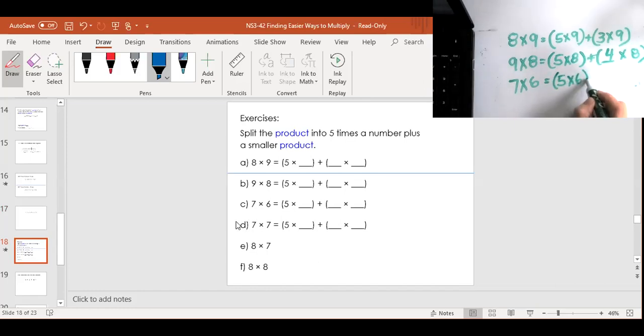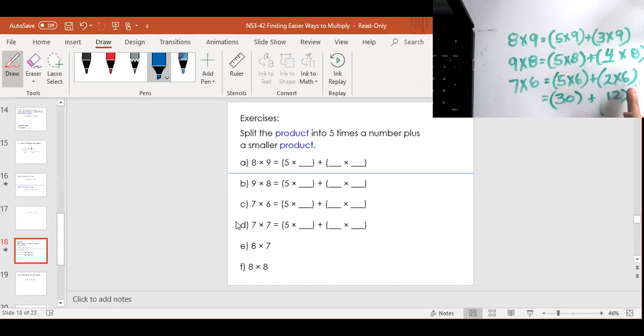5 groups of 6. So what do I need with a 5 to get 7? 5, 6, 7. I need 2 more. So 2 groups of 6. So 7 groups of 6 is the same as 5 groups of 6 plus 2 groups of 6. That is what you're doing at the bottom, but then you're actually finding out what 5 groups of 6 is and adding it to 2 groups of 6. If I know my 5 times tables, I'm going to get 30, plus 2 groups of 6, doubles, 12.